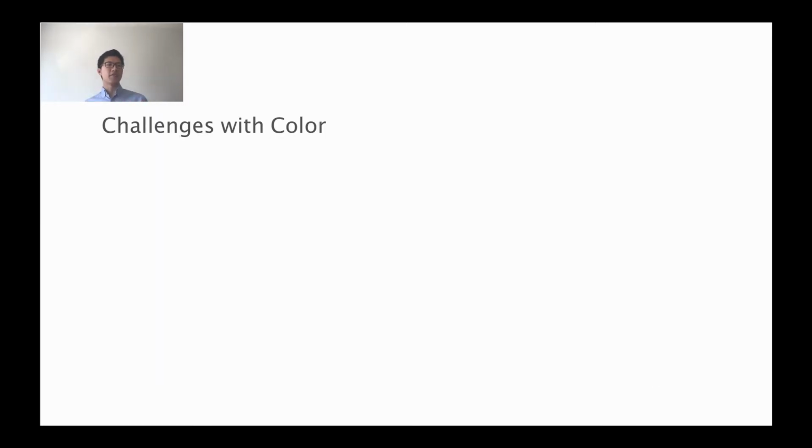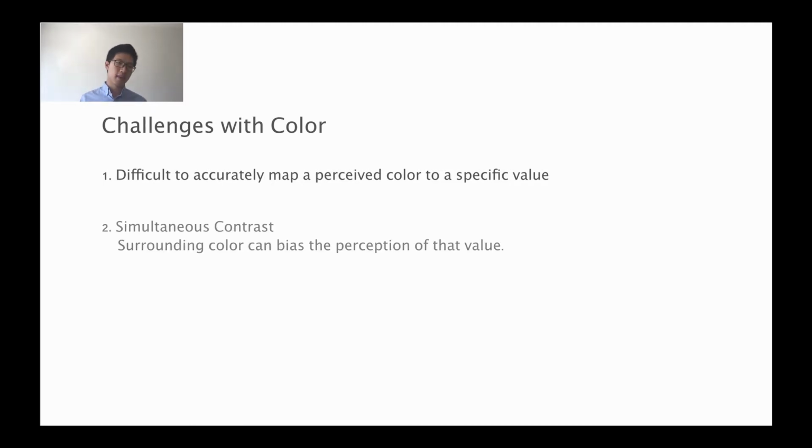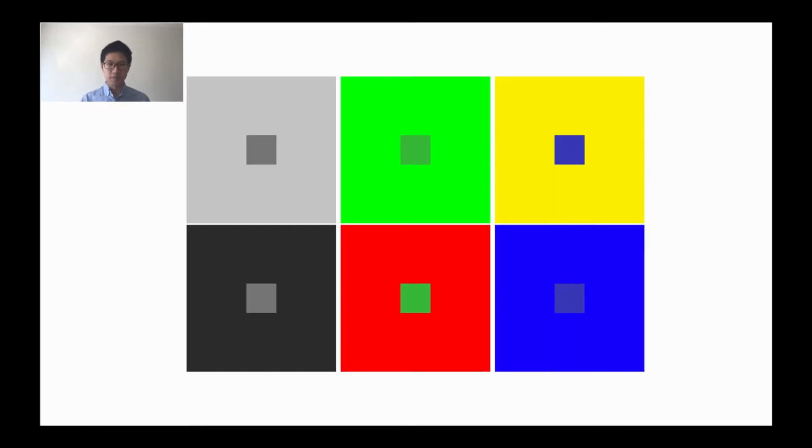But there are several challenges with color. For example, it is difficult to accurately map or perceive the color to a specific value, even if you have a good legend. And also, we have the simultaneous contrast effect, where the surrounding color can bias the perception of that value. For example, here, the inner color is the same between the first row and the second row. However, we perceive them differently because of the surrounding color.